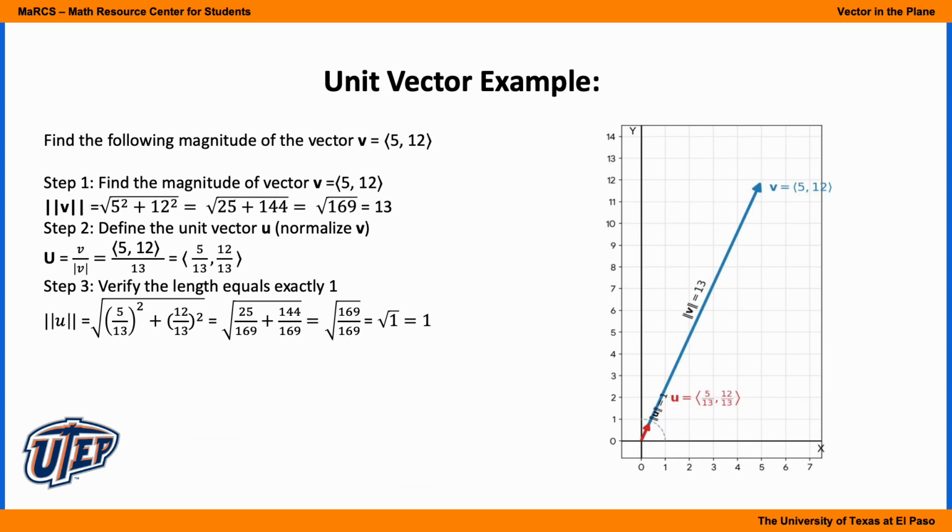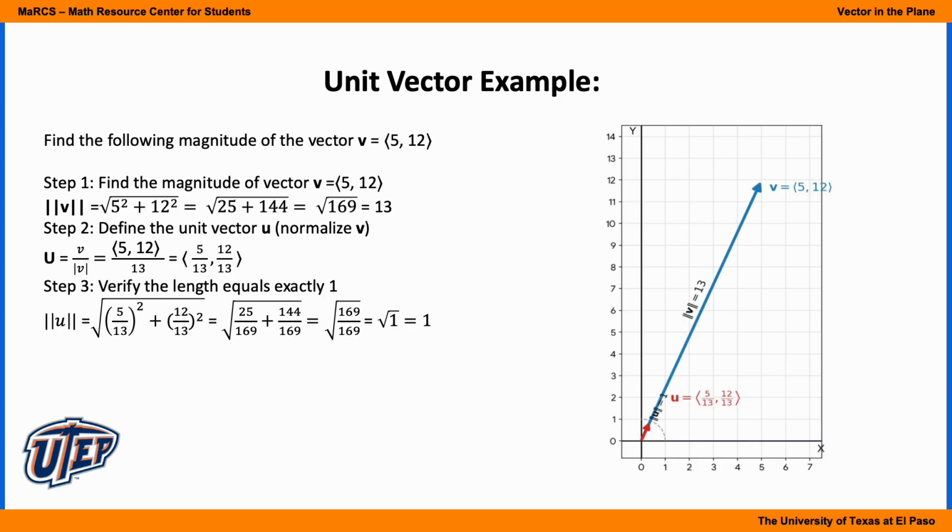Now here we'll be finding the unit vector of v is equal to 5, 12. So first we need to find the magnitude of the vector v. So we square each of its components, add them, and take the square root of the sum. So the components of the vector v are 5 and 12. So 5 squared plus 12 squared, that'll give us 169. Now the square root of 169 is equal to 13. Now we normalize the vector v. So we multiply each of the components in the vector v by 1 over the magnitude, so 1 over 13. So we'll have 5 over 13, 12 over 13.